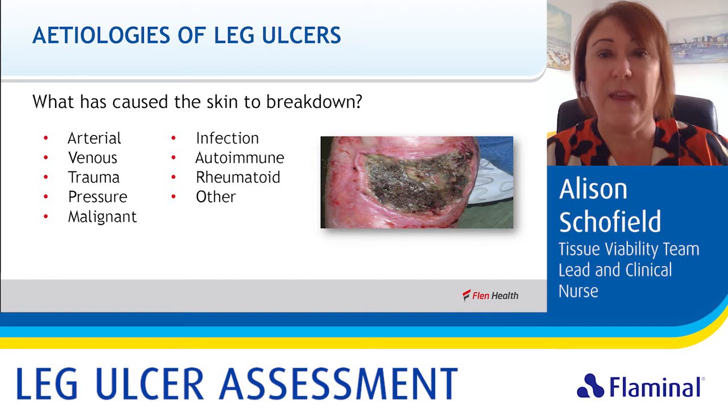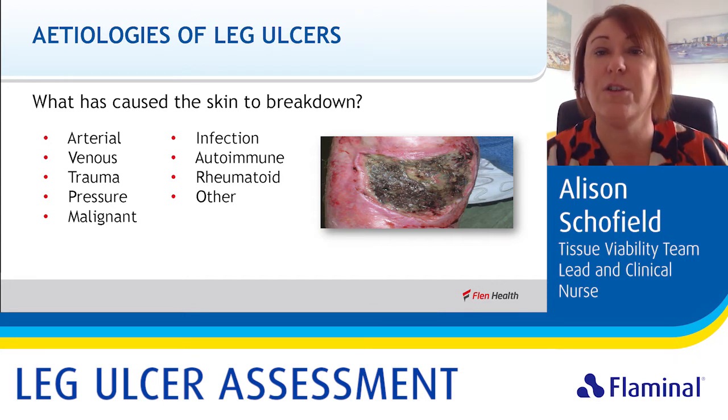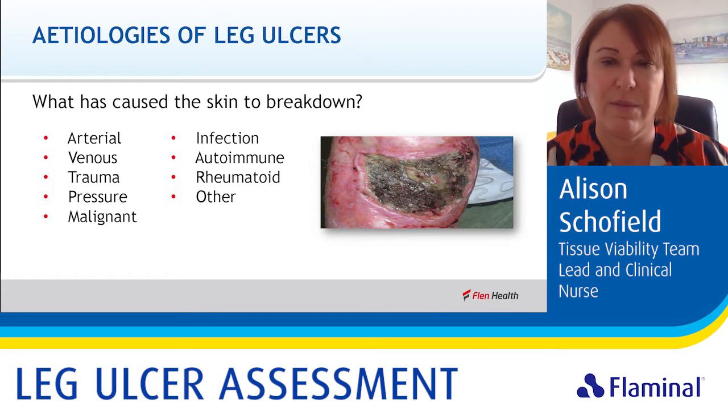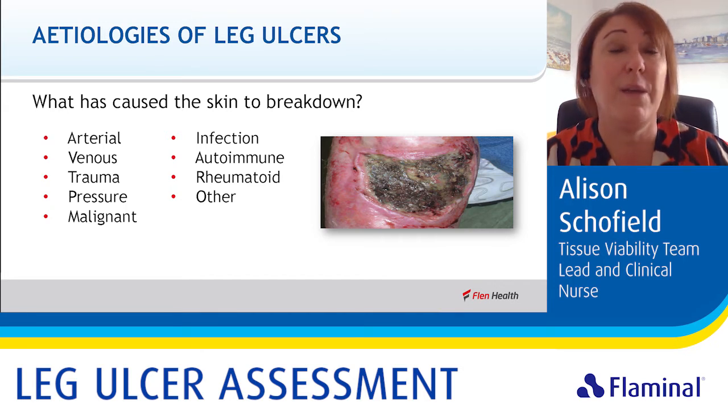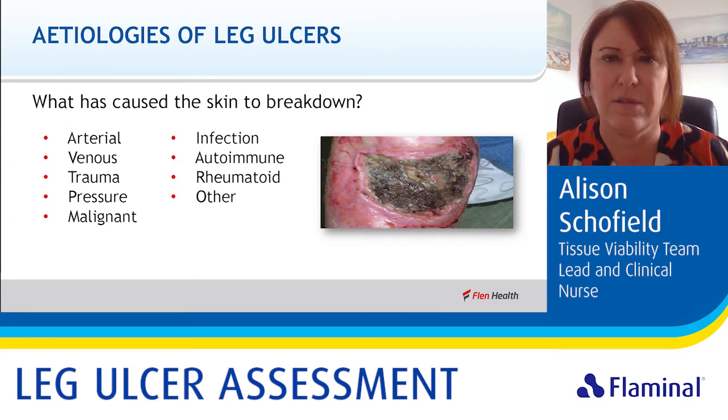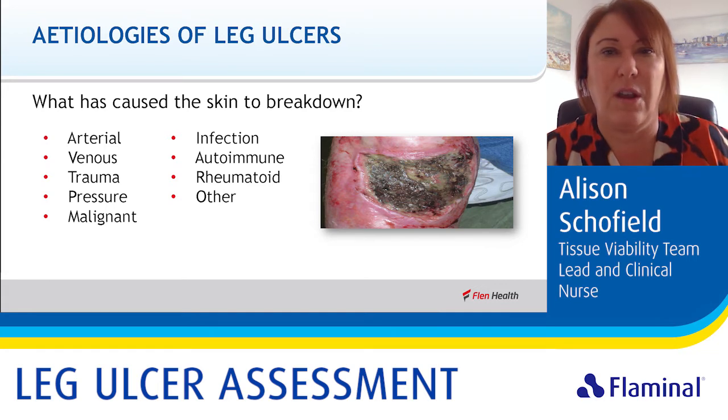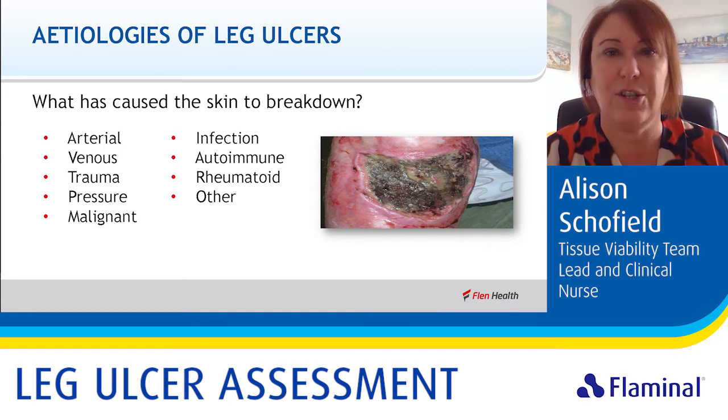There could be an infection that's occurred within the tissues, or an autoimmune condition. If we think of something like lupus, this can cause inflammatory responses and skin issues. People with rheumatoid arthritis, this can also cause inflammatory responses. And if somebody then sustains trauma, it can be difficult in leg ulceration for that person. And there are other, more complex types of issues too.